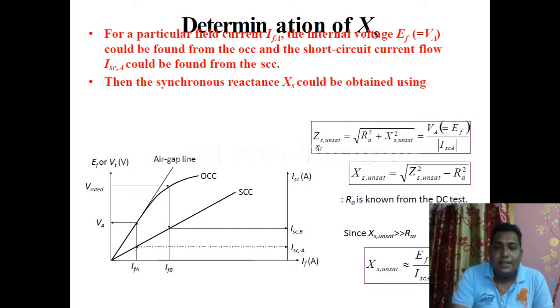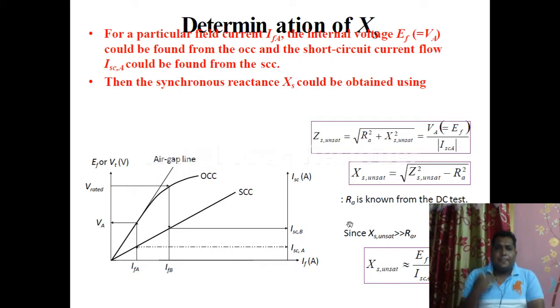So we know that Z is given by the formula under root R square plus X square. Now, Z is known by this formula, and R is already known from the previous experiment. So we can find out X as under root Z square minus R square. This is the way we can find out X.